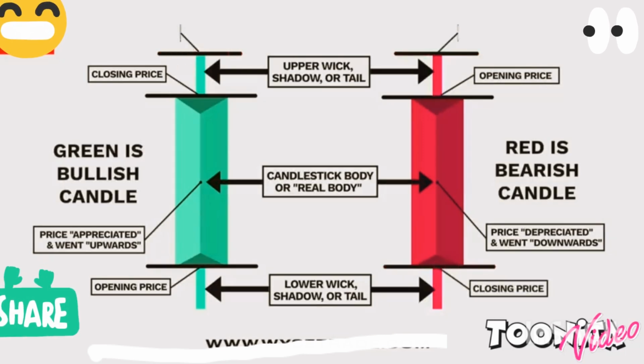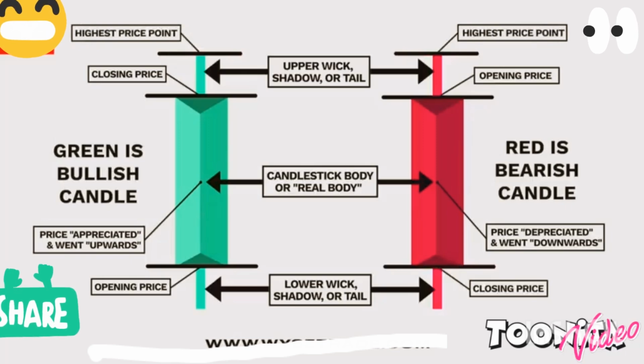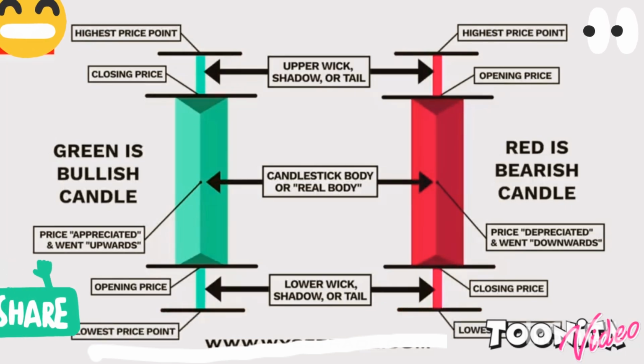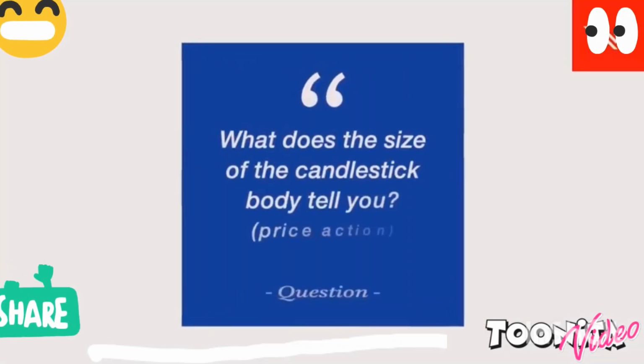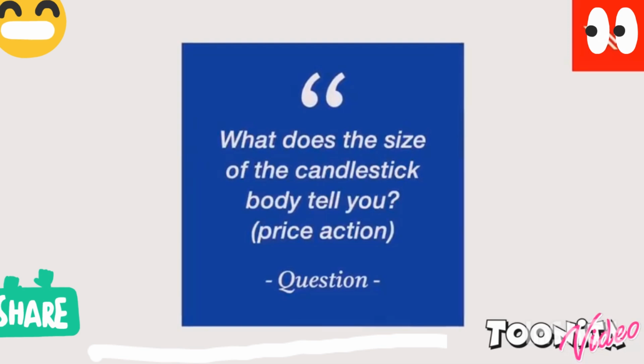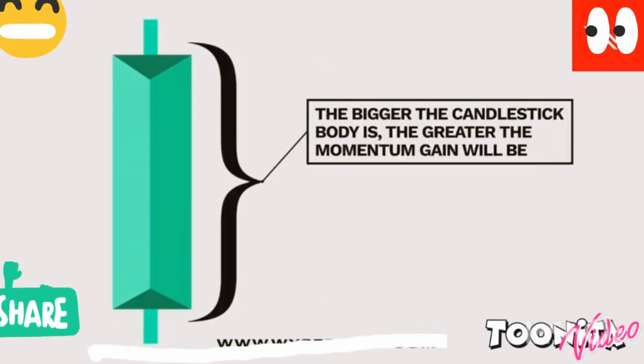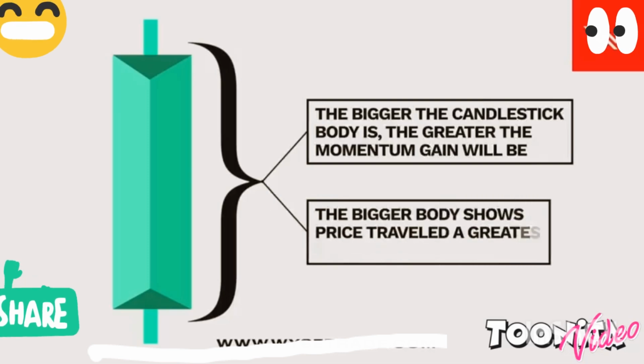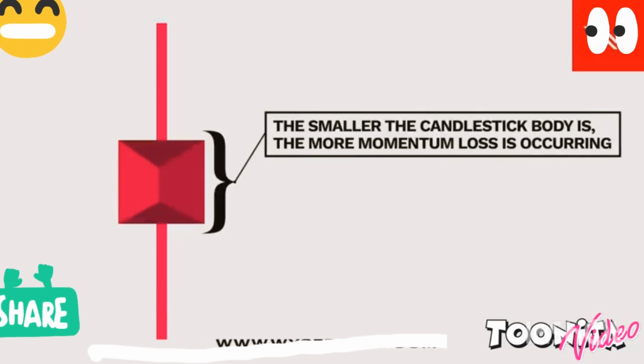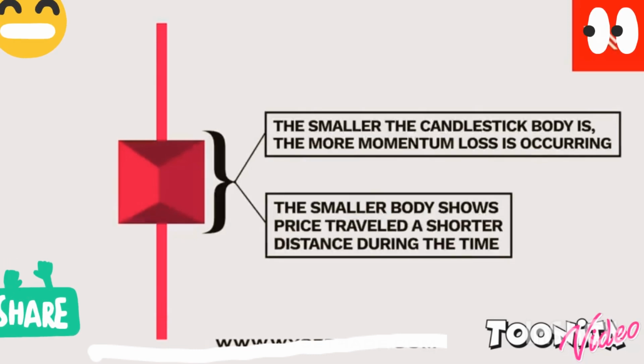The wick ends at the top represent the highest price point of the time period. The wick ends at the bottom represent the lowest price point for the time period. Now, what does the size of the candlestick body tell you? The bigger the candlestick body represents momentum gain, as price traveled a greater distance during that time period. The smaller the candlestick body represents momentum loss, as price traveled a shorter distance during that time period.